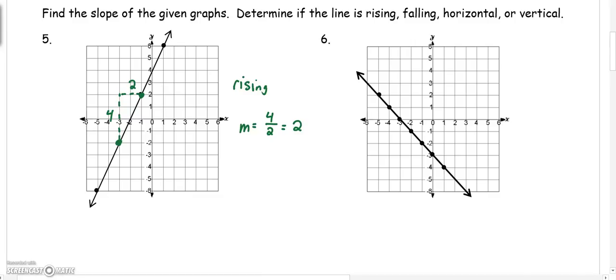In number 6, this line is going to be falling because if I look at my line, it is decreasing from left to right. So to find my slope, I'm going to pick 2 points. I'll pick the first point and the second point this time. Because my line is falling, I want to go down to get even with my point, and then to the right. So I went down 1 line, and I went right 1 line. So my slope is negative 1 over 1, which we can write as negative 1.